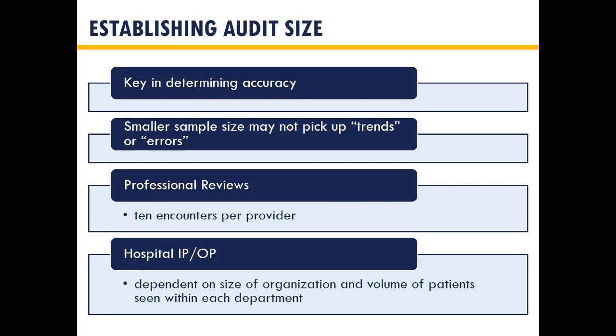For hospital inpatient outpatient services, now that's a little bit of a different animal because each department has different volumes. They're structured differently. The emergency department is very different from radiology, and radiology is very different from surgical services. And so we might have to structure our sample size based on data that we pull based on volumes, codes that are utilized. For an inpatient, it might be DRGs assigned, and looking at it from that perspective.